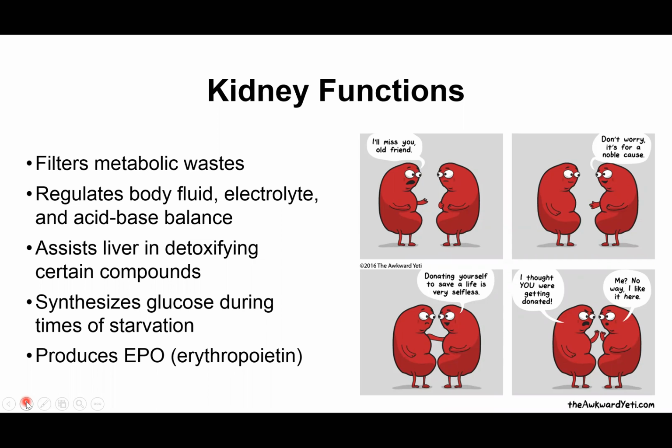Now, one thing that you may not know about the kidneys is that they actually produce what's called EPO, or erythropoietin. And erythropoietin is what actually regulates the formation of red blood cells. So our kidneys are vital in making red blood cells for our bodies.